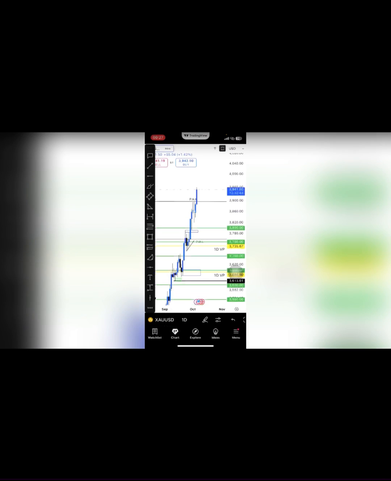So the daily demand I see is more like this level here. Then I go to the 4 hours time frame to mark out the 4 hours demand and supply. What I see for gold on the 4 hours level is this demand over here. This demand over here.